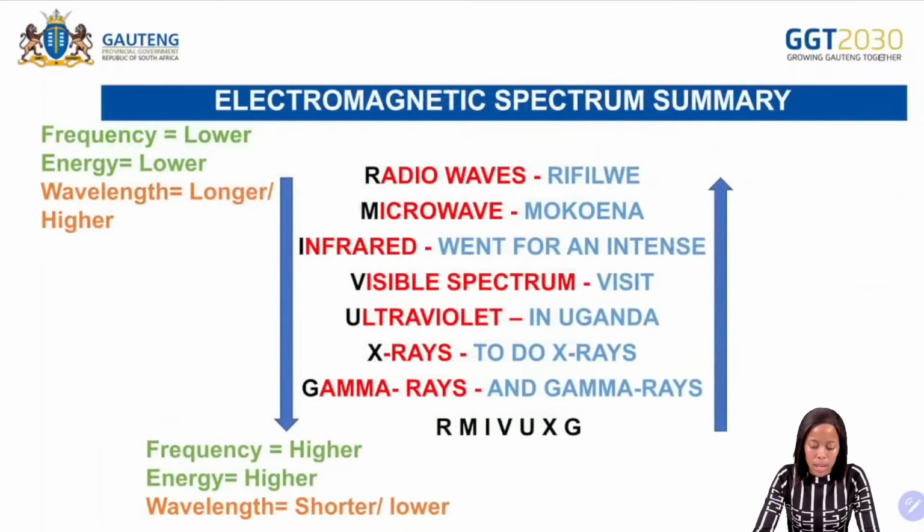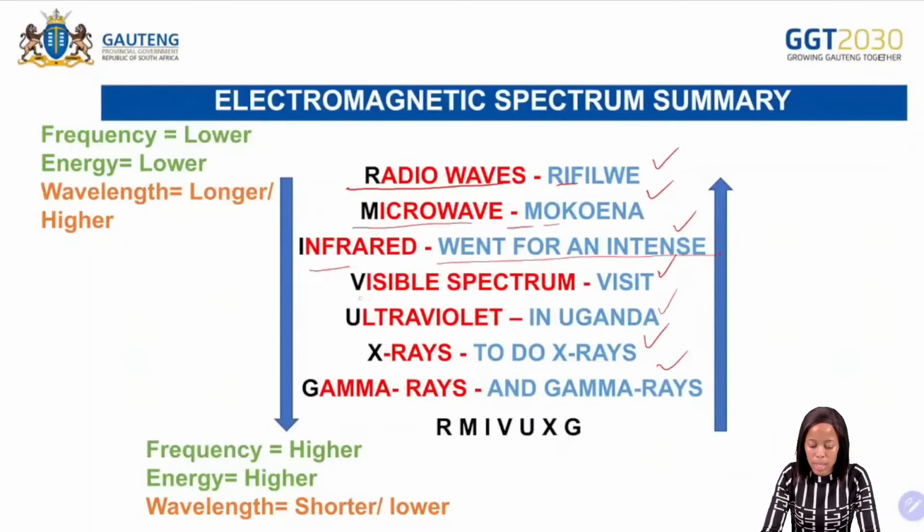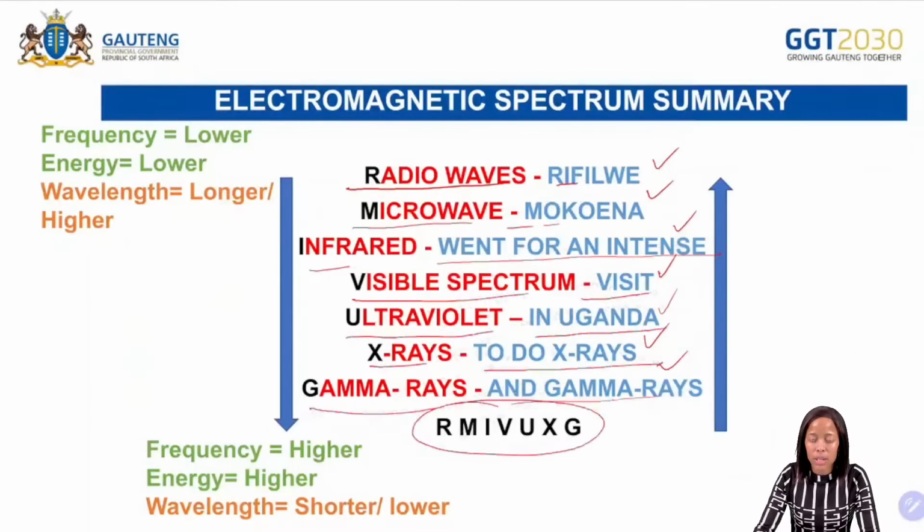Okay, so now in terms of the electromagnetic spectrum, remember we said we are going to use this mnemonic. Revisiom went for an intense visit in Uganda to do X-rays and gamma rays. So with all of that, it means we have radio waves for Revisiom, microwave for Mukwena, infrared for went for an intense visit, visible spectrum for visit, ultraviolet for Uganda, X-rays, and then gamma rays. So we must just remember to have the following: radio waves, microwaves, infrared, visible spectrum, ultraviolet, X-rays, and gamma rays.